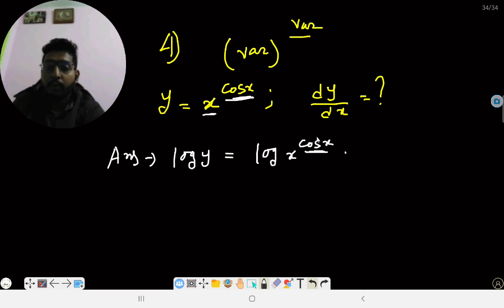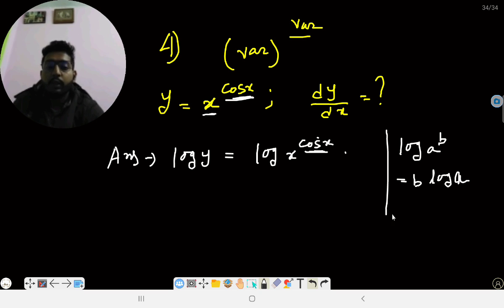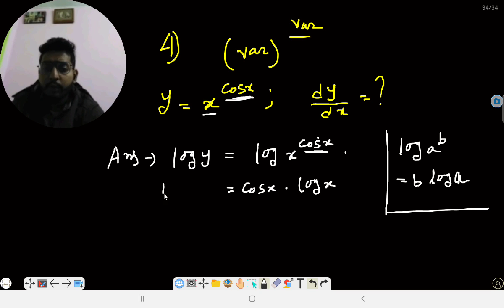So there is a power, and there is a property of log. What was the property? If it is log a to the power b, it can be written as b log a. So here also you can write it like this: cos x into log x. We just use the property of logarithm.